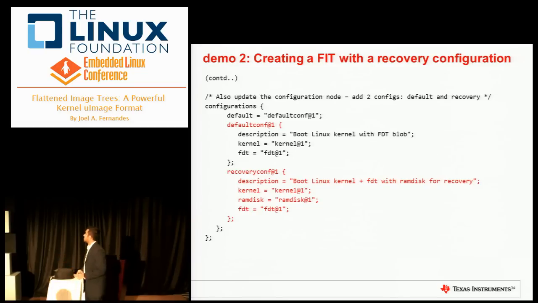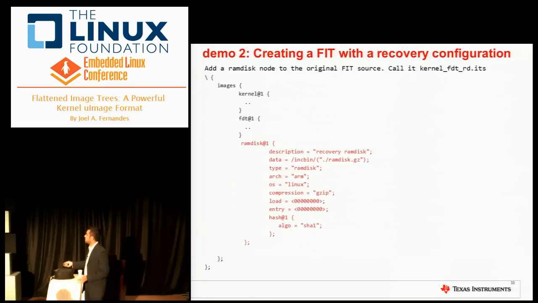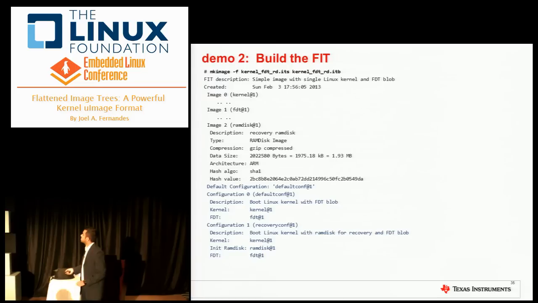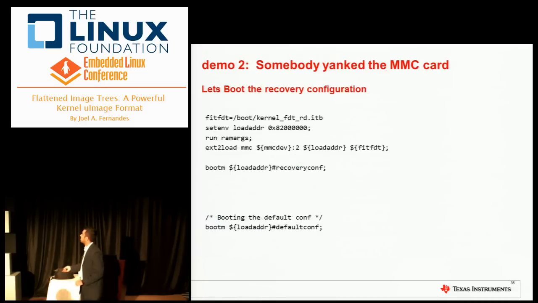So the second configuration says that, okay, I want to add a RAM disk to the mix as well, not only a kernel and a device tree. So it uses this node that I just added here to encapsulate all that together. Then I just build it the same way, and it created the new configuration I'm showing you in blue here. Pretty standard.